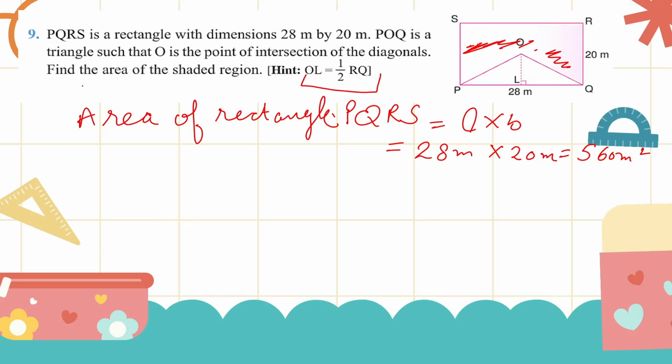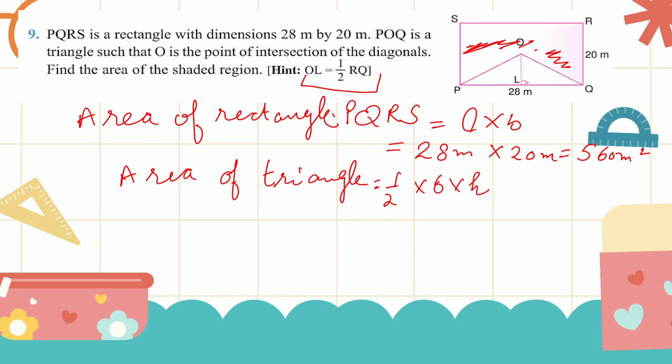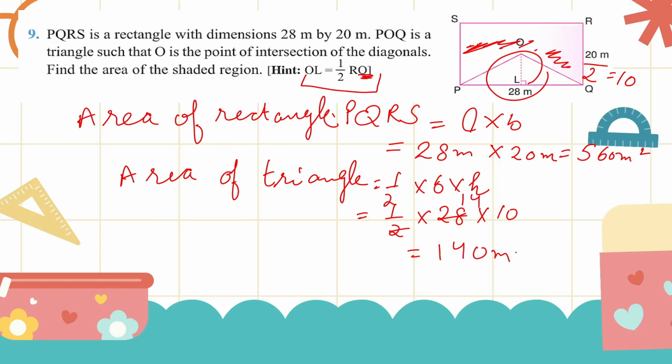22 into 56, I think all know this thing. Otherwise you can do it with multiplication. Now we need to find the area of the triangle also, half into base into height. Now height OL is given, that it is half of RQ. Half of RQ is 20 divided by 2, that is 10. Now half into base, base is given 28, height is given 10. So we will multiply 14 by 10, and we get 140 meter square.